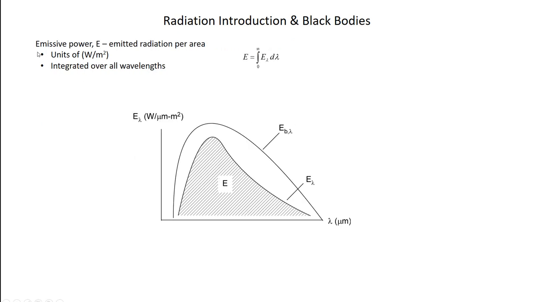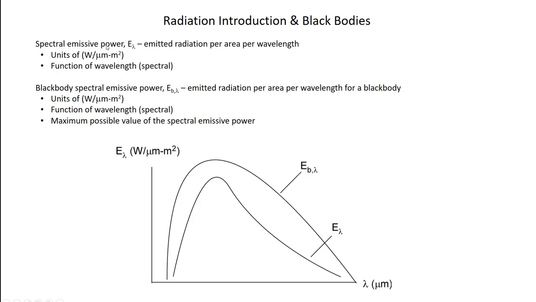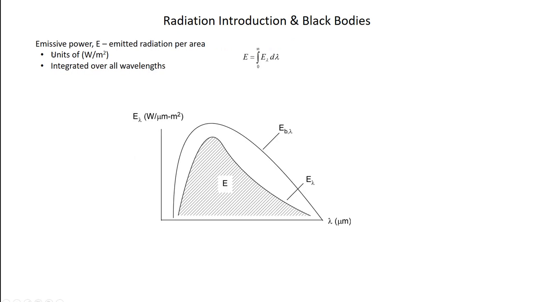The other term you should be aware of is this thing called emissive power, right? So this was spectral emissive power, as a function of wavelength. That's what spectral means. This is just emissive power. And this is basically spectral emissive power integrated over all wavelengths, right? So this is emitted radiation per area. And the way that I get that is I take the spectral emissive power and I integrate it over all the wavelengths. So this has units of watts per meter squared.